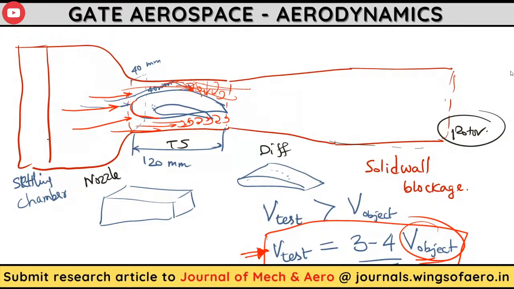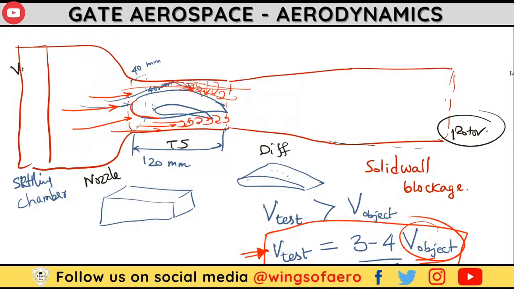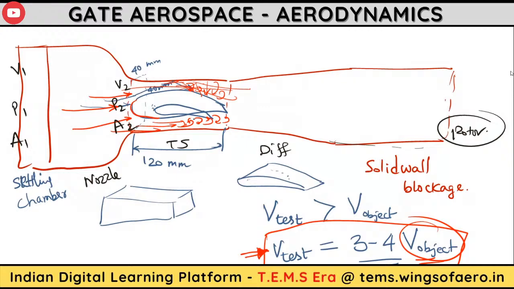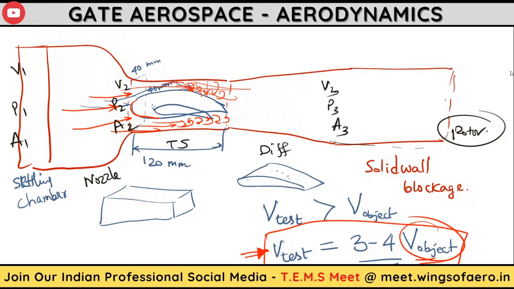Using Bernoulli's principle, they considered V1, A1 when the flow is entering, V2, P2, A2 when it is entering the test section, and V3, P3, A3 when it is leaving, because the cross section is changing.